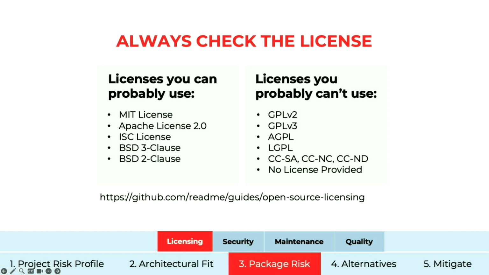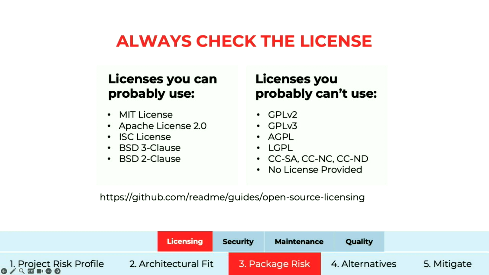There are some licenses that you almost certainly can't use. Those include the GPL licenses: GPL v2, v3, AGPL, LGPL. These are known as share-alike licenses or viral licenses, and you have certain obligations under those licenses if you use that code. Usually that means you release your code under the same license.